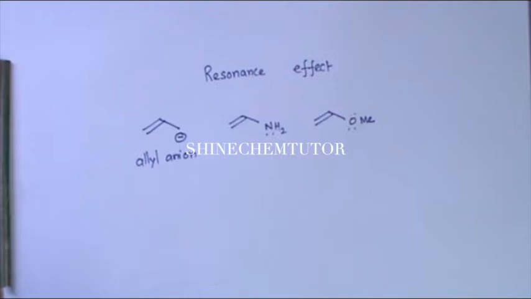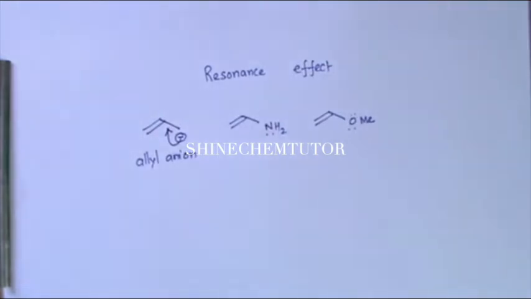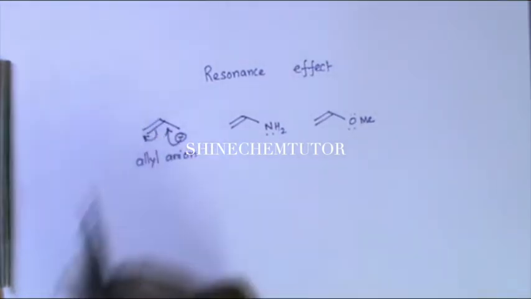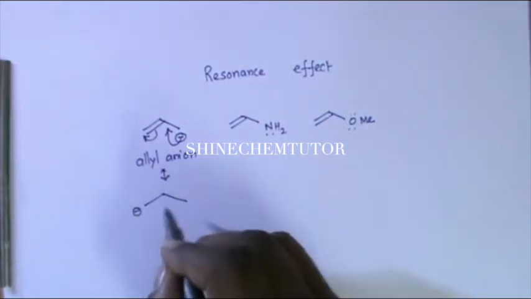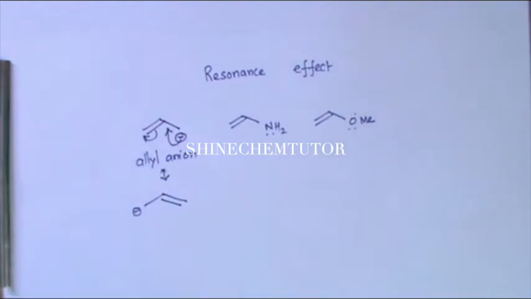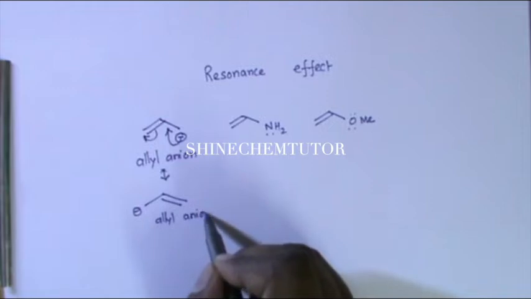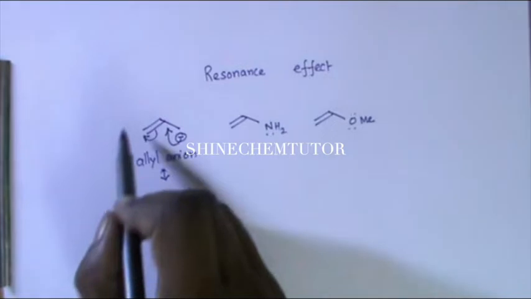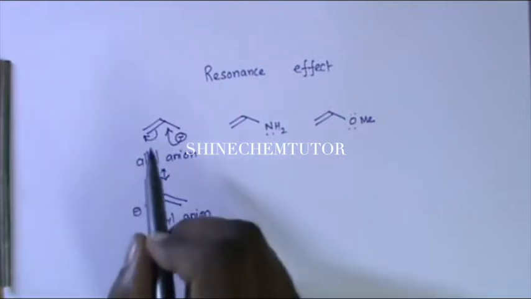Now the resonance is nothing but this minus charge can fall on this bond and this double bond can migrate on this carbon to give this species. So again it is allyl anion. If there is some substituent here, or here, then it will be different. So in this case it is a simple case. Both are the same.